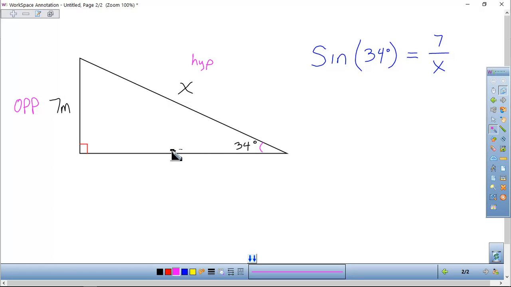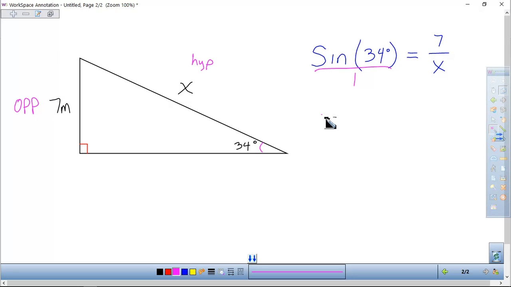So for this picture, I've already set up a sine ratio equation. I know it's sine because 34 degrees is my reference angle, making the 7 meters the opposite and x the hypotenuse. Opposite and hypotenuse lead us to use the sine ratio. Now, to solve this, I can just make it a proportion, then cross multiply.